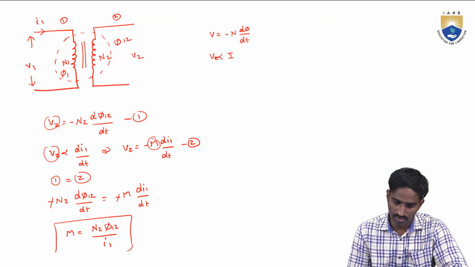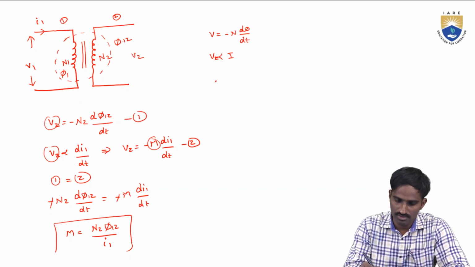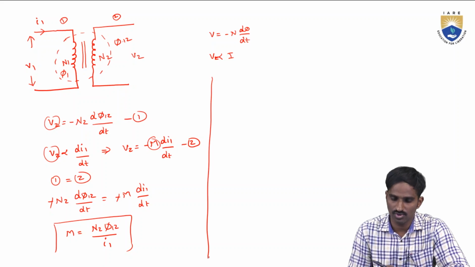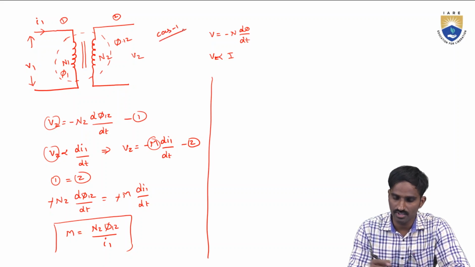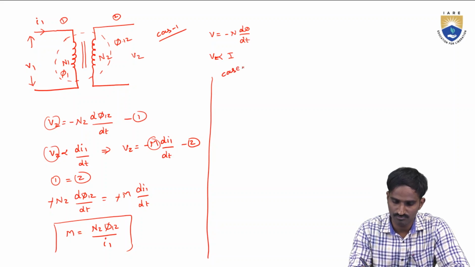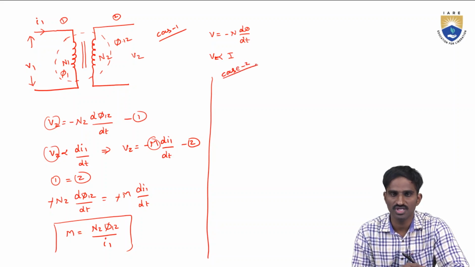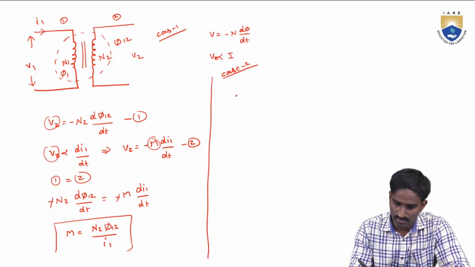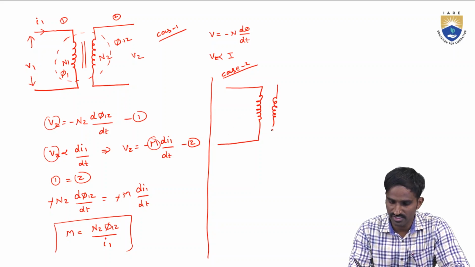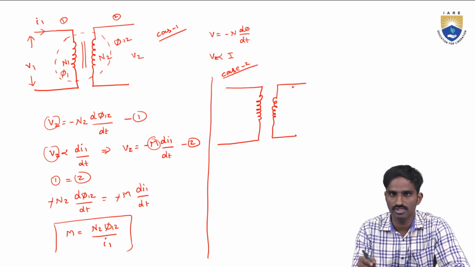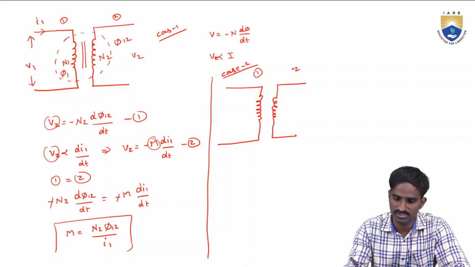In the same way, let us consider another case. This was case 1. Now coming to case 2, let us consider that we apply the EMF or voltage across the secondary coil, and because of the change in current in the secondary coil, an EMF is induced in the primary coil, or the first coil.